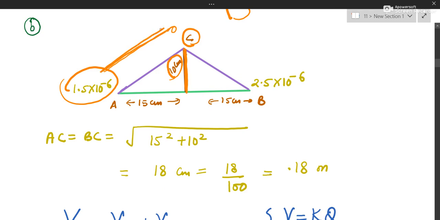So you calculate this hypotenuse. The base is given as 15 and the perpendicular is 10, so you can find it out. Now the distance of the second charge from C, this hypotenuse, will be the same. So I've written AC is equal to BC.